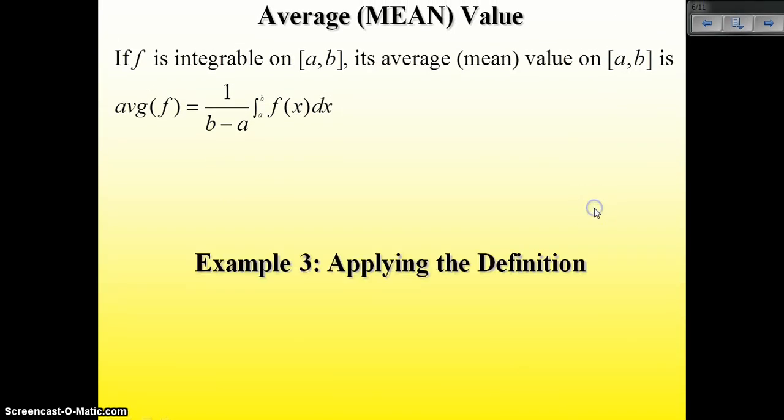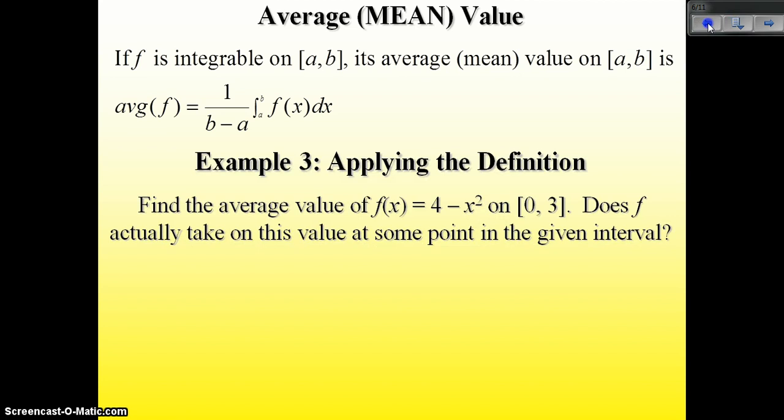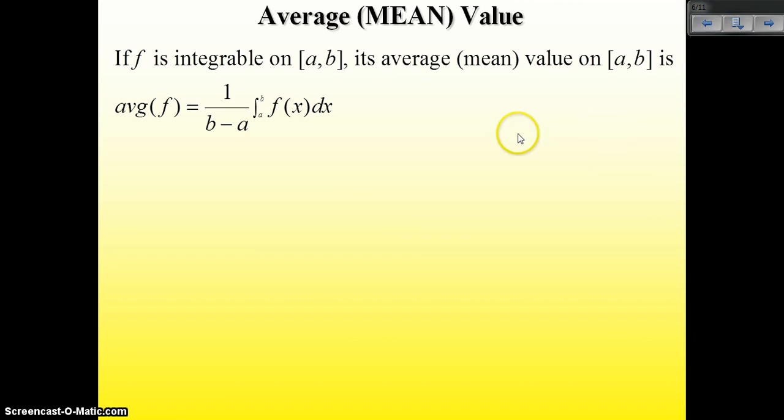Average mean value. Let me back up a little bit before we do that. If f is integrable on a closed interval AB, its average or its mean value on that same interval is found by doing this. Now, what you'll notice here is we do have this integral from a to b of f of x dx, which is the area, the total area underneath the curve.